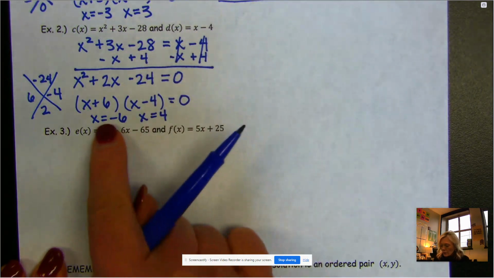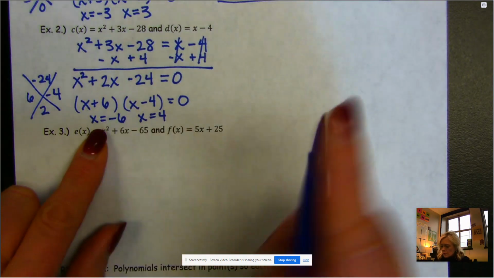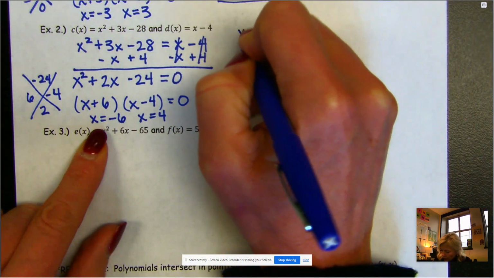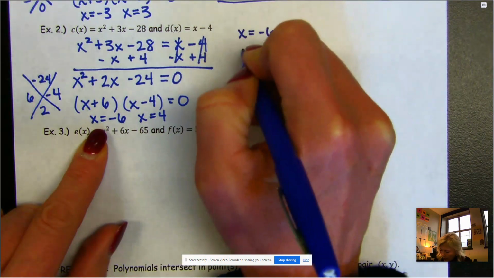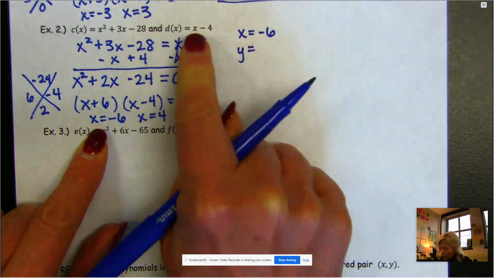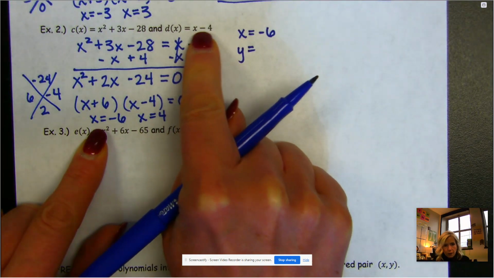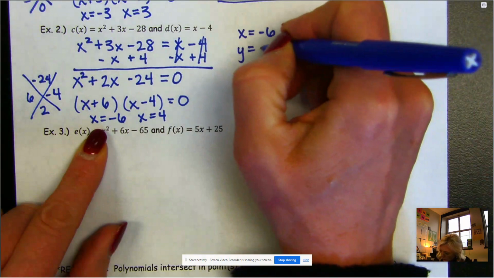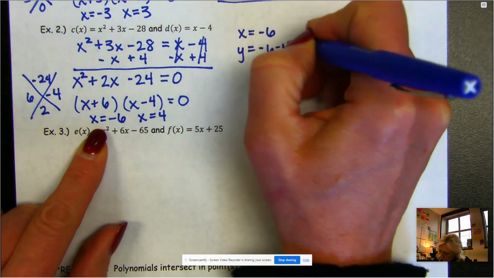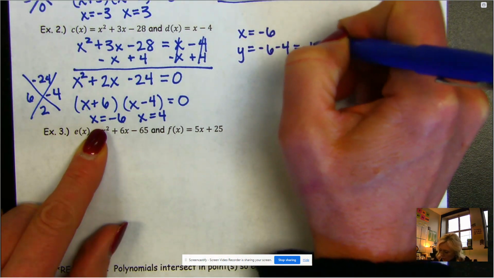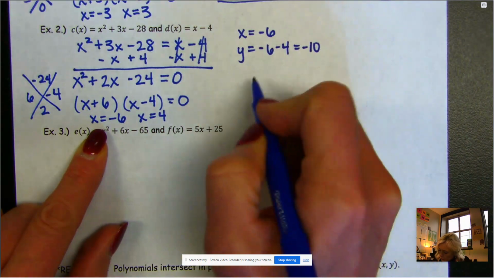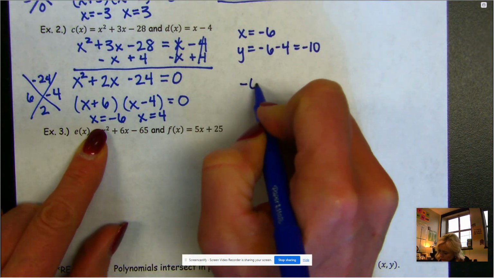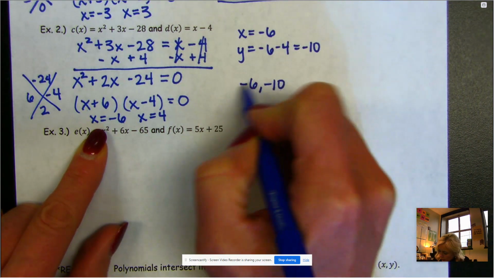So for the first point, for x equals negative 6, then y equals negative 6 minus 4, which is negative 10. So the first point of intersection I have found then is negative 6, negative 10.